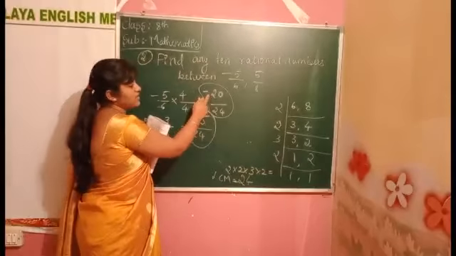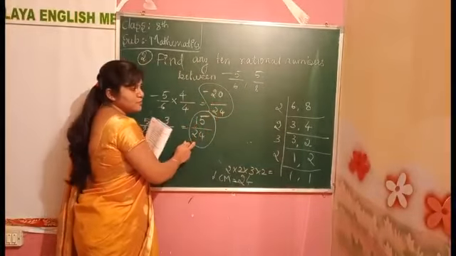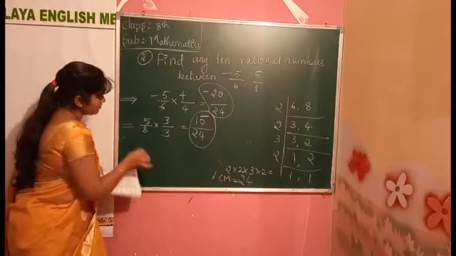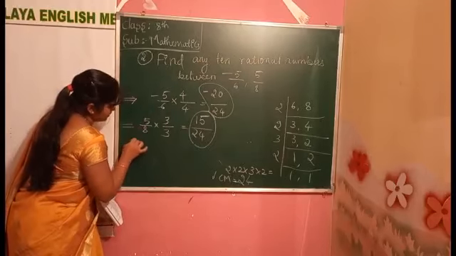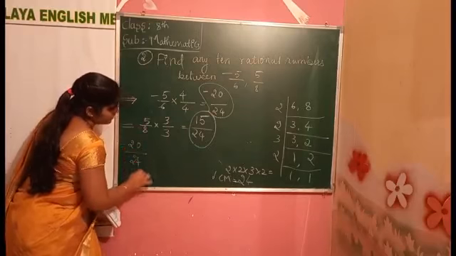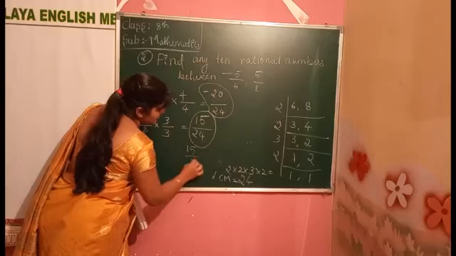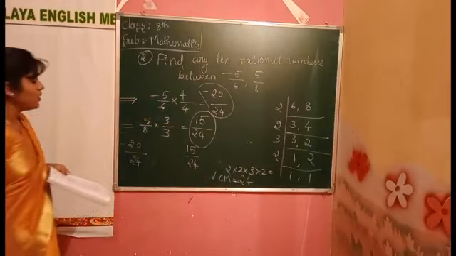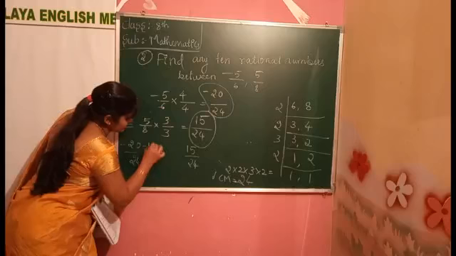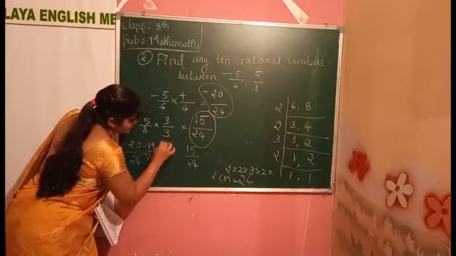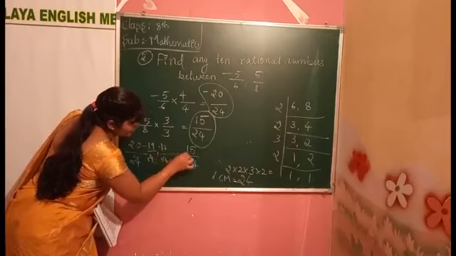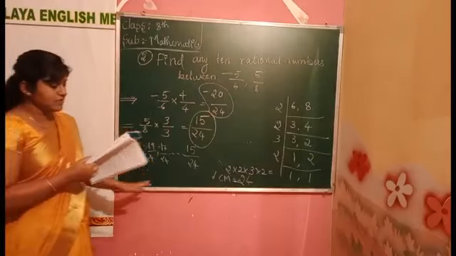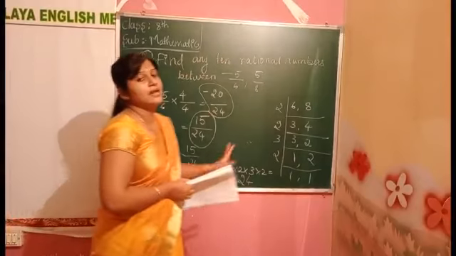But here we have a minus 20 by 24, and here we have a positive 15 by 24. So the middle numbers we will find. In between -20 by 24 and 15 by 24 we get so many numbers. We get -19 by 24, -17 by 24, like that it goes on till positive 15 by 24. In between we get so many, more than 10 numbers.